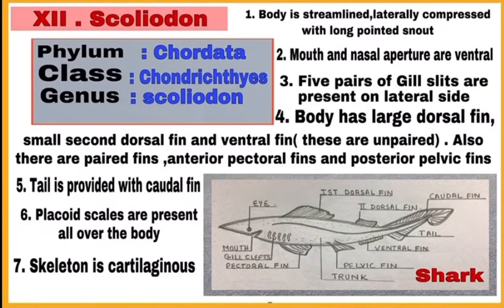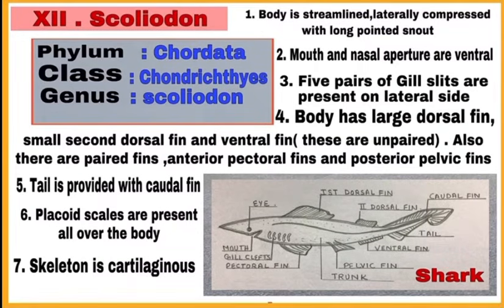Next, Scoliodon belongs to phylum Chordata. Characteristic features are: first, body is streamlined, laterally compressed with long pointed snout. Mouth and nasal aperture are ventral in position. 5 pairs of gill slits are present on lateral side.